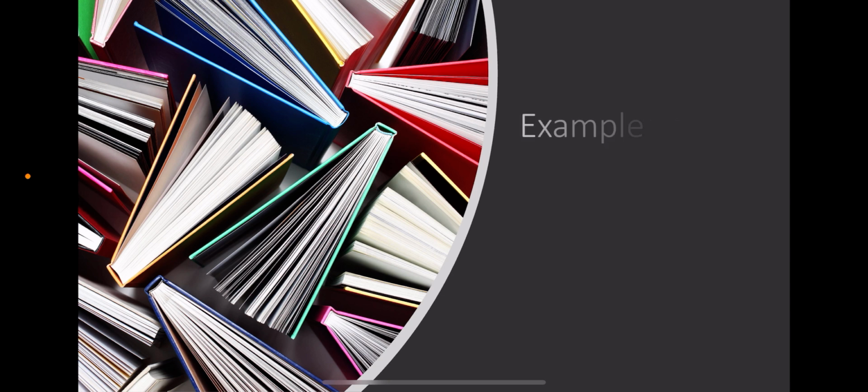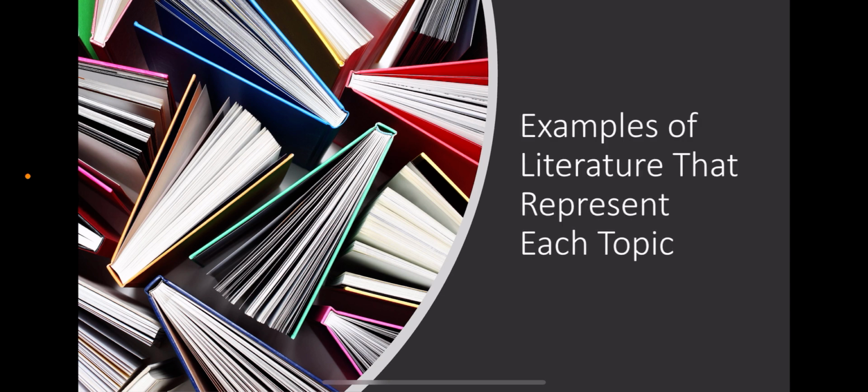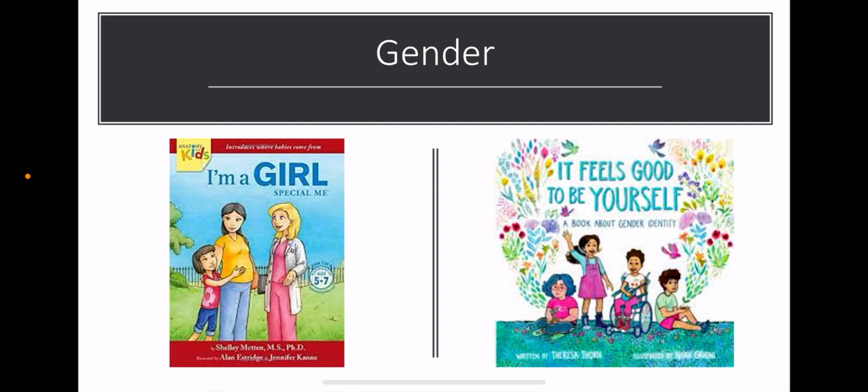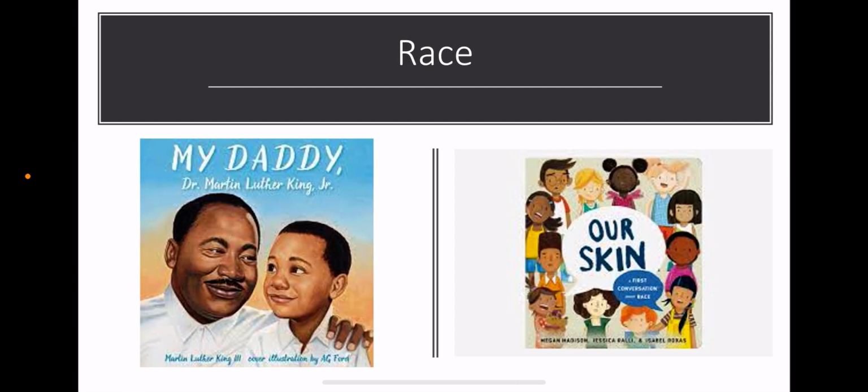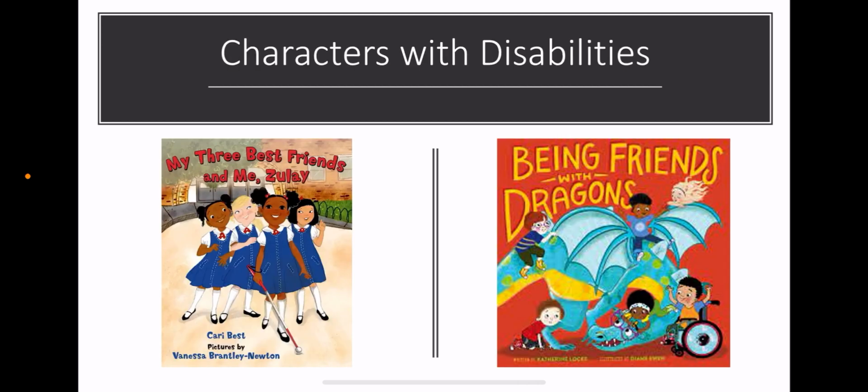And then examples of literature that represent each topic. So these are 2 books I picked out that I thought did a good job representing gender. It's all about being yourself and being comfortable. And then this American Girl Doll, I Am a Girl book also capitalizes on that. And then race, we have these 2, which I thought were very impactful and good to have in the classroom.